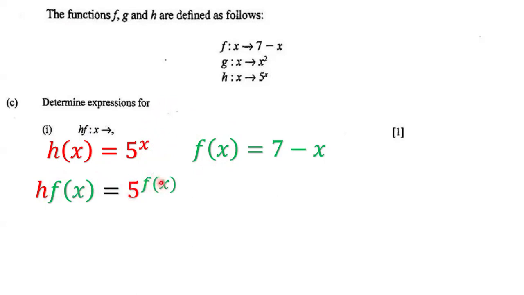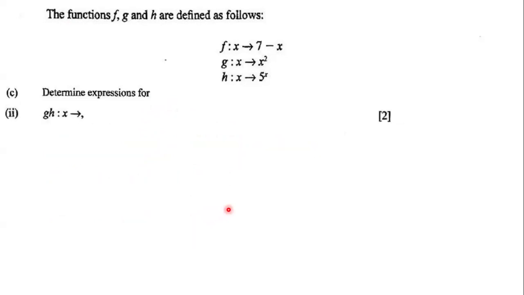But what is f of x? Well, f of x is simply 7 minus x. And so h of f of x is equal to 5 to the power of 7 minus x. And that's our answer to this question.